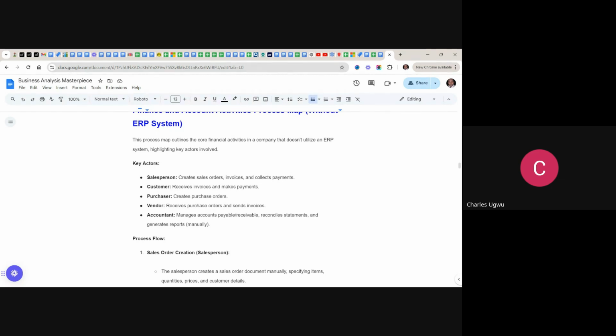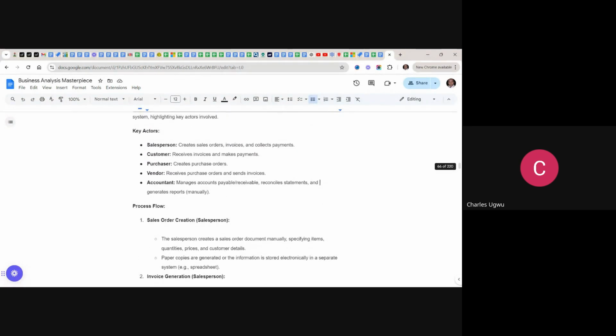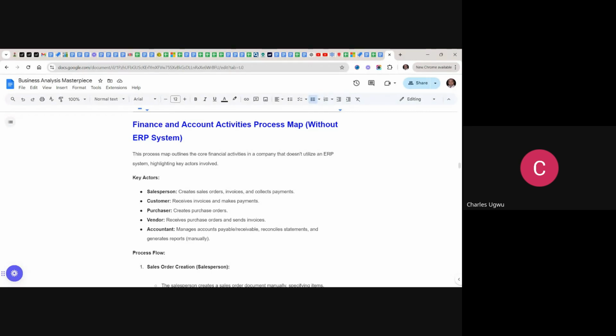The purchaser creates purchase order. Vendor receives purchase order and sends invoice. Accountant manages accounts payable and account receivable and reconcile statements and generates report manually. So this is how this company, they are doing it manually because it's paper and pen, and that's how they are doing it manually. So we want to understand this process.